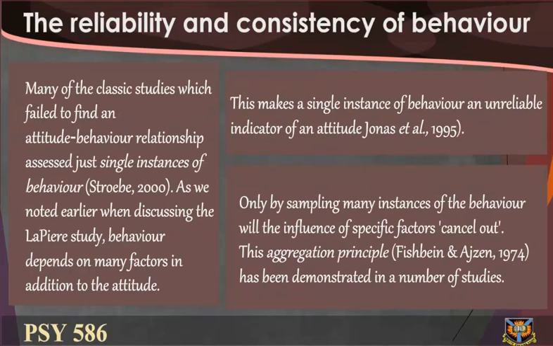Bain, 2000. The reliability and consistency of behavior. Many of the classic studies which failed to find an attitude-behavior relationship assessed just single instances of behavior. As we noted earlier when discussing the LaPiere study, behavior depends on many factors in addition to the attitude. This makes a single instance of behavior an unreliable indicator of an attitude. Jones et al., 1995. Only by sampling many instances of the behavior will the influence of specific factors cancel out. This aggregation principle, Fishbein and Ajzen, 1974, has been demonstrated in a number of studies.